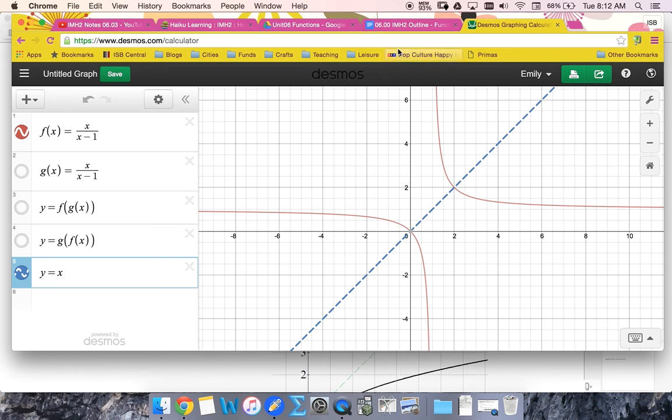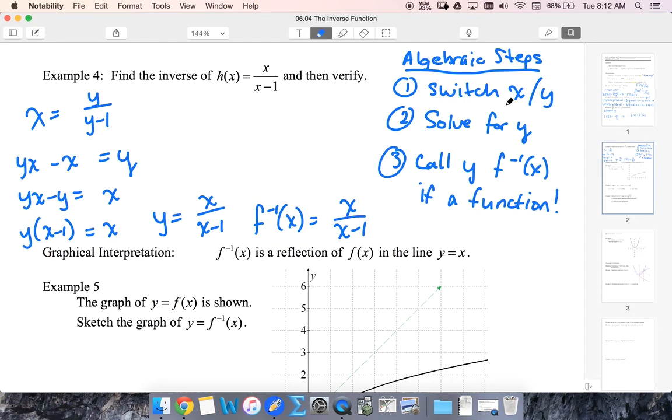So a few different ways that we tested that that was correct. And again, algebraically, we switched our x and y's, solved for y, and if it's a function, we call it f inverse of x.